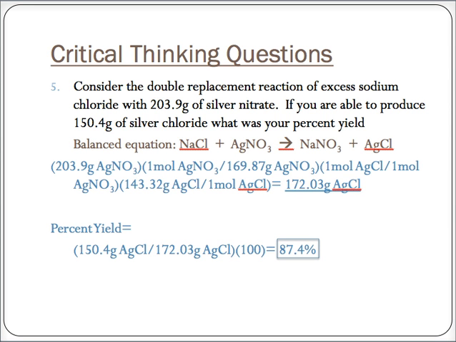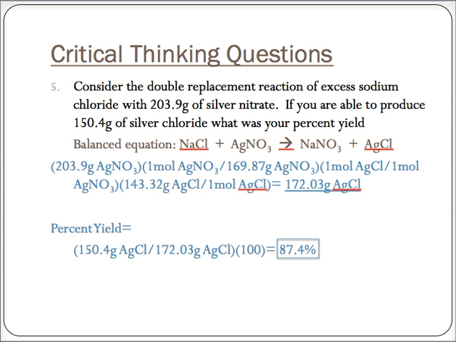First, we're going to write out the balanced equation. NaCl plus AgNO3 combine to form NaNO3 plus AgCl. So first we multiply the initial mass of silver nitrate by the molar mass of silver nitrate. So 203.9 grams of AgNO3 times 1 mole of AgNO3 over 169.87 grams of AgNO3. We then multiply that by the mole-to-mole ratio between silver chloride and silver nitrate. In this case, it's 1 mole of AgCl over 1 mole of AgNO3.